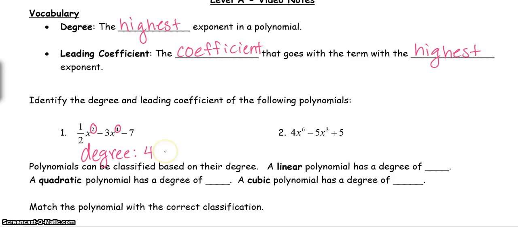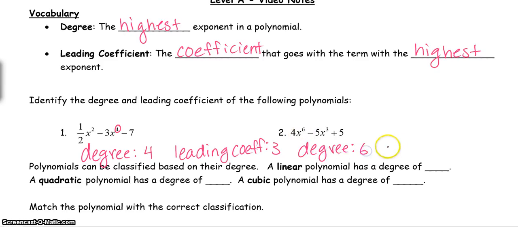And then the leading coefficient goes with the highest exponent. So we want to look at the number in front of the highest exponent, which is 3. Alright, looking at example 2, we've got exponents of 6, 3, and no exponent. So the highest exponent is 6, which is our degree. And then the leading coefficient is the coefficient that goes with that term. So our leading coefficient there would be 4.